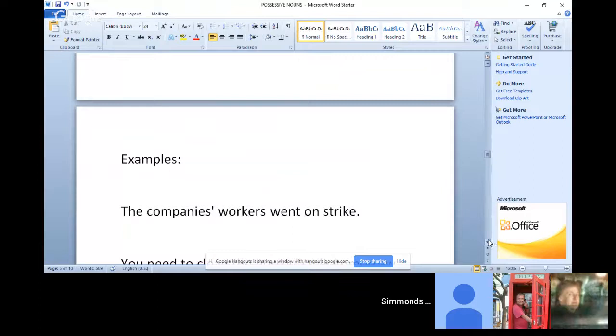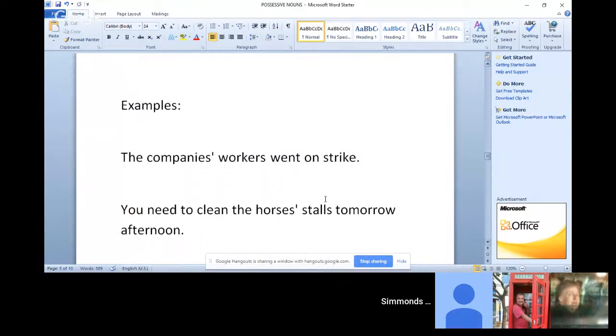Examples. The companies' workers went on strike. Now, these were a little bit difficult for me to think of because I would just say the workers went on strike at that company. So this is kind of more advanced, I think, just because it's not as common for me to say. Also, you need to clean the horses' stalls tomorrow afternoon. All right. What kind of questions do you have with these?